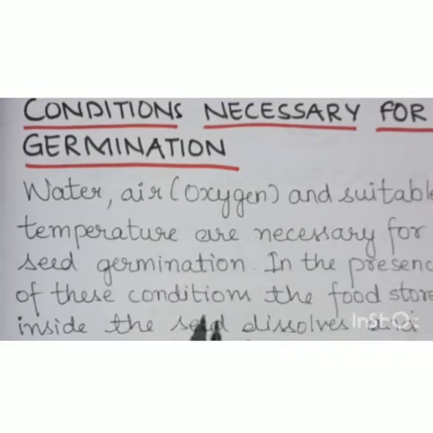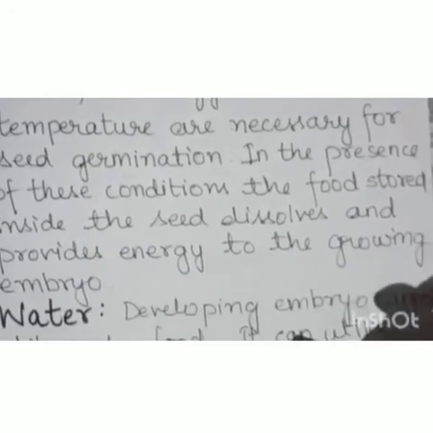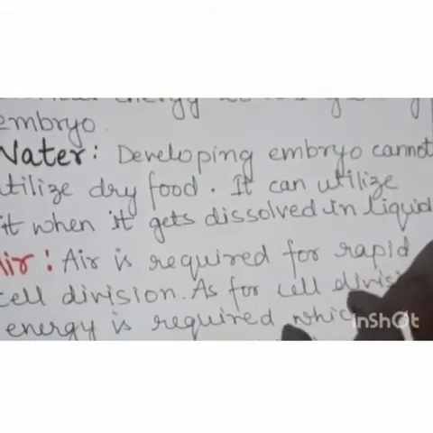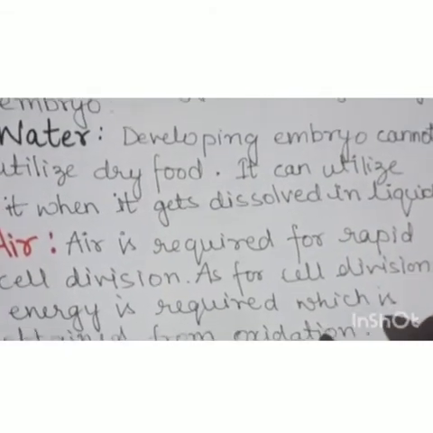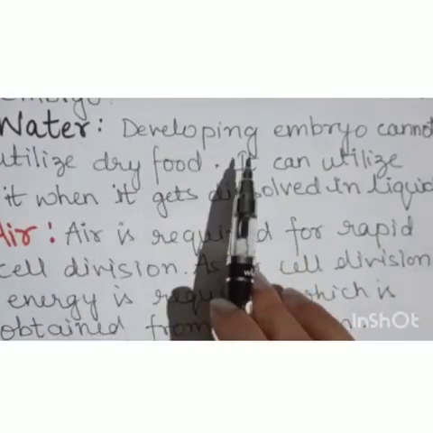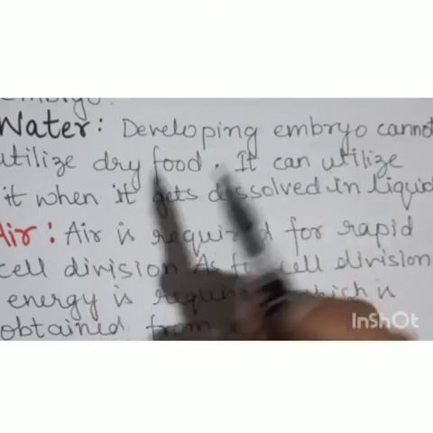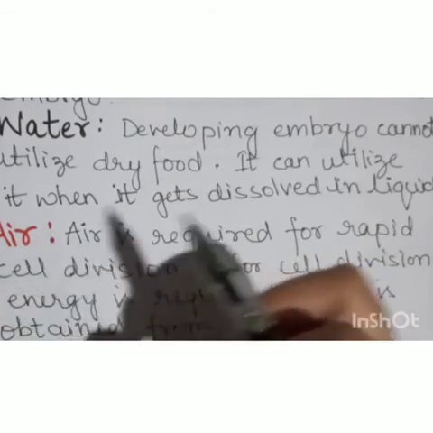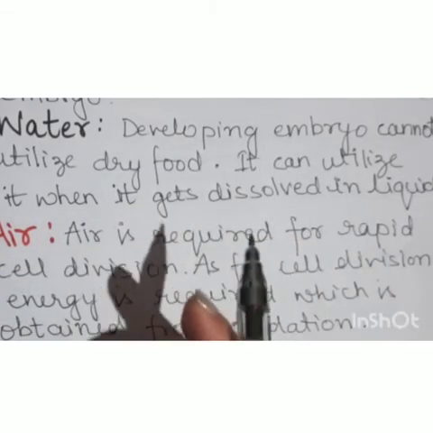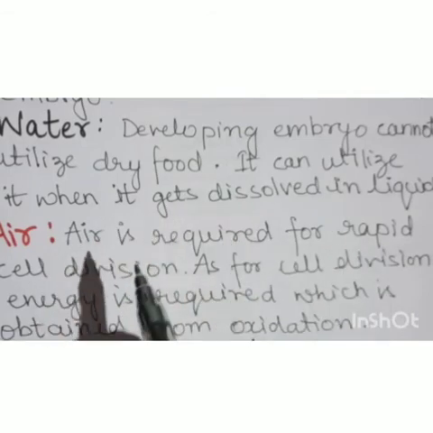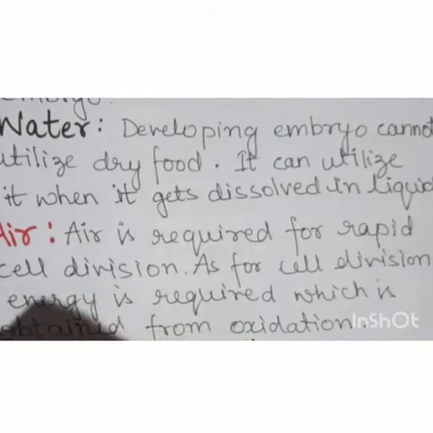Now here, in the presence of these conditions, the food stored inside the seed dissolves and provides energy to the growing embryo. So let us discuss the conditions one by one. The first one is water. The developing embryo cannot utilize dry food, so it can utilize it only when it gets dissolved in liquid. So water is necessary for germination, as it dissolves the dry food which is inside the cotyledon.